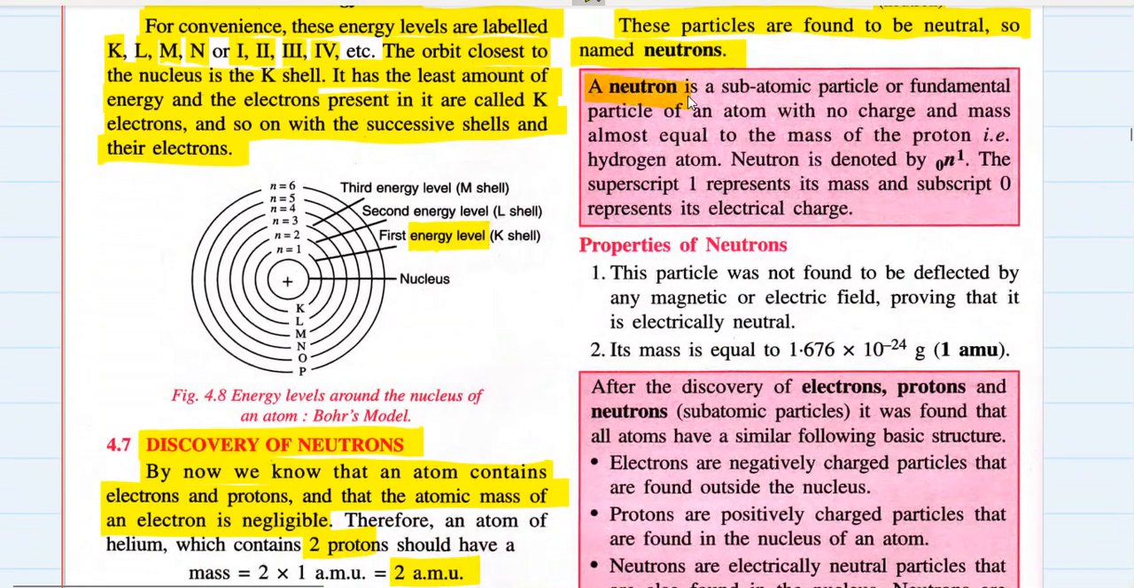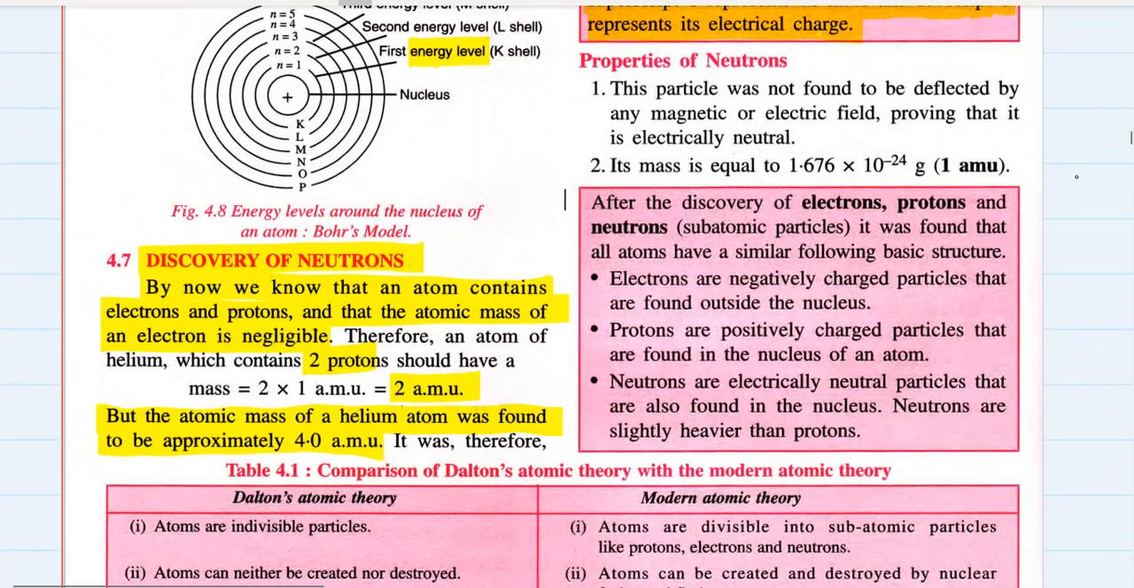A neutron is a subatomic particle or fundamental particle of an atom with no charge and mass almost equal to the mass of a proton, that is, a hydrogen atom. Neutron is denoted by N. In the superscript there is 1 and in the subscript there is 0. The superscript 1 represents the mass of the neutron, which is a unit mass, that is 1 AMU. And subscript 0 represents its electric charge. 0 charge means it is electrically neutral, it has no charge.